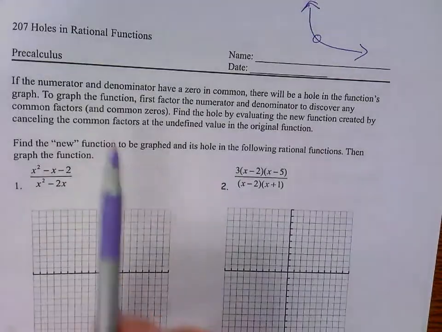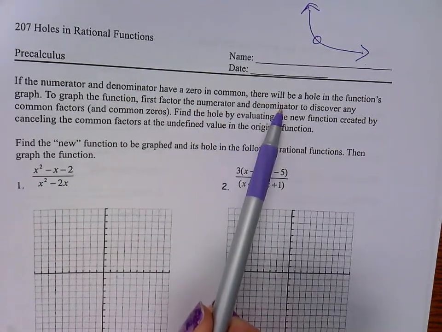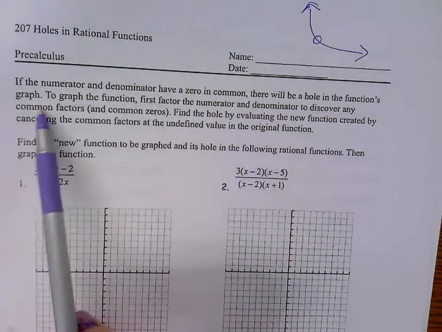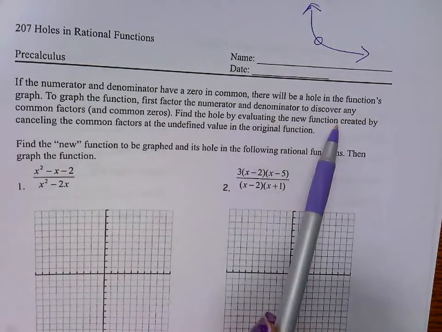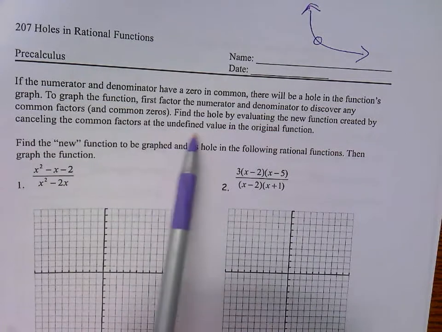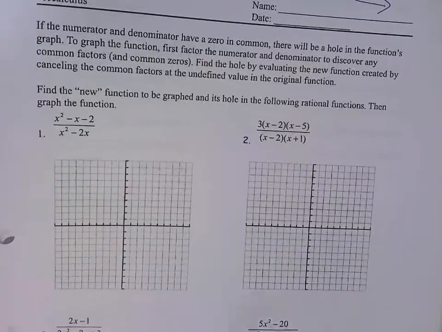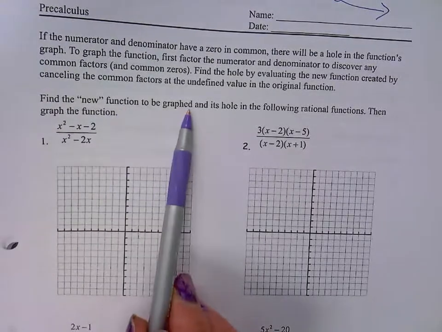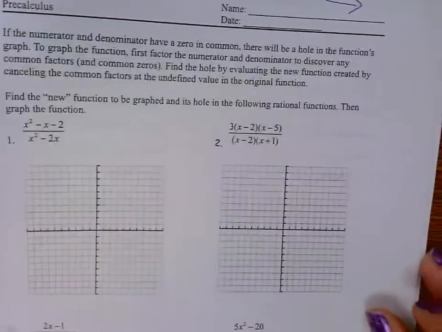So to graph the function, you first have to factor the numerator and denominator to discover if there are any common factors. And then you find the hole by evaluating the new function created by canceling the common factor. I'll show you what to do with that in a minute. All right, so it says find the new function to be graphed and its hole. And I'm going to start with example 2 because it's already in factored form for us.